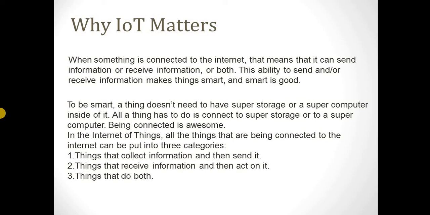In IoT, the things that are being connected to the internet are put into three categories. Number one is things that collect information and then send it. Number two, things that receive information and then act on it. Number three is things that do both, that is collect and receive.